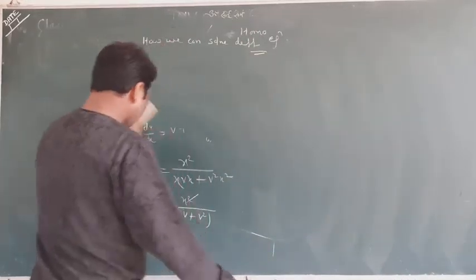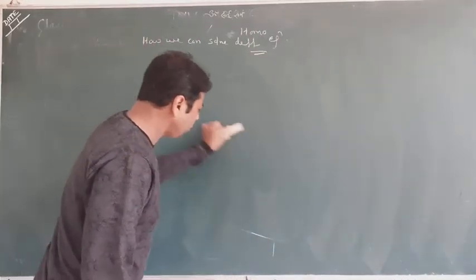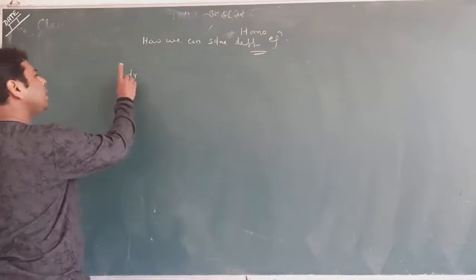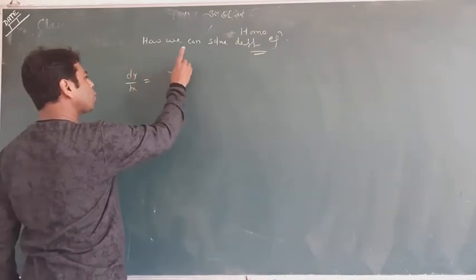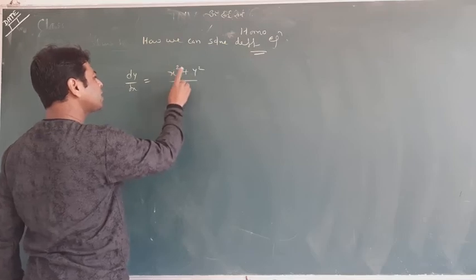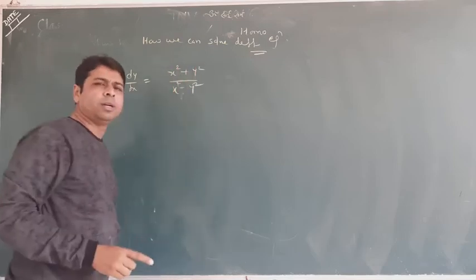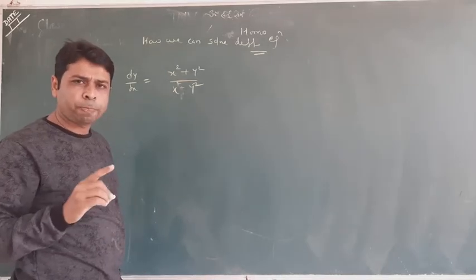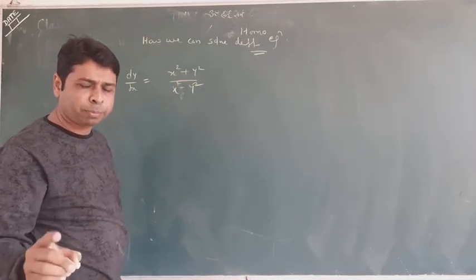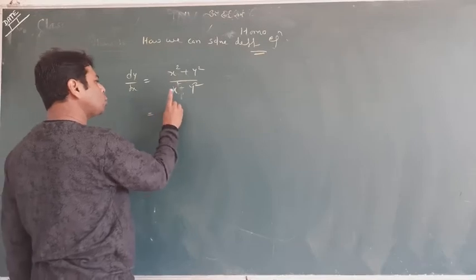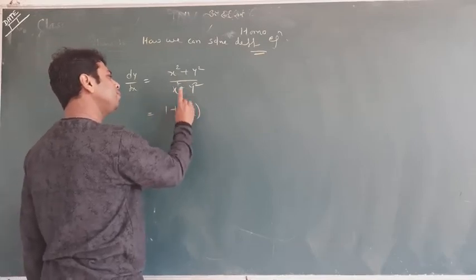Students, right now we saw that dy by dx is equal to, suppose, x square plus y square upon x square minus y square. Suppose it is the question. So it is homogeneous, we know, and I took y by x equal to something, v. Okay, I tell you one thing: suppose the question is coming like that.